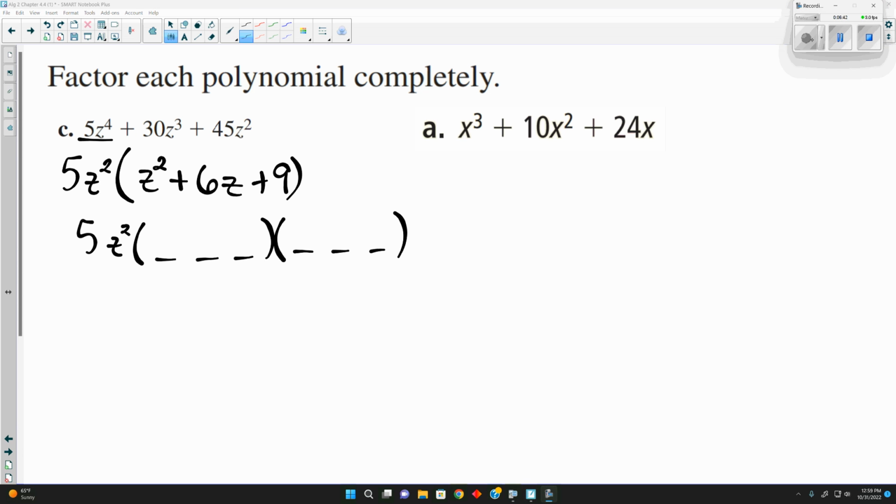Because after we set this up, we know that we'll have 3 things in each spot: 2 terms and a sign for both. I look at the sign of the third term. If the third term is positive, the signs are the same, and they match the sign of the middle term. So here would be plus and plus. If the third term is negative, our signs are opposite.